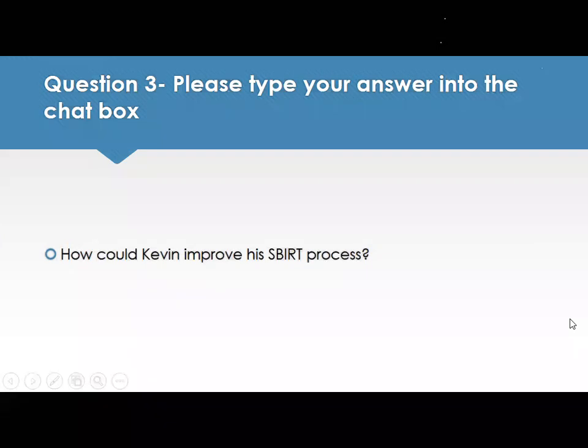So this question is very similar to the last one, but does anyone have any thoughts about how Kevin could improve his SBIRT process?